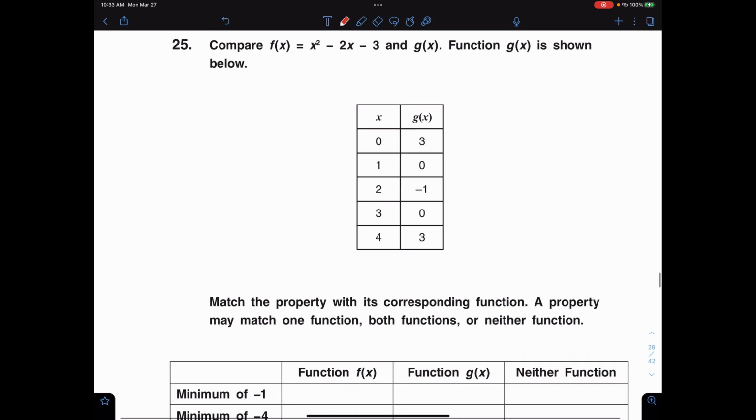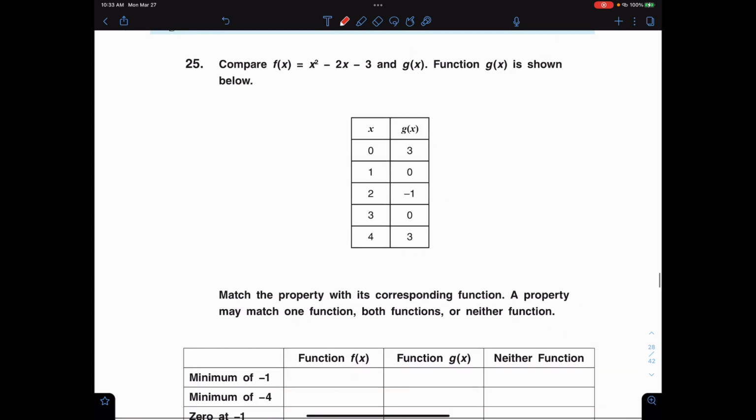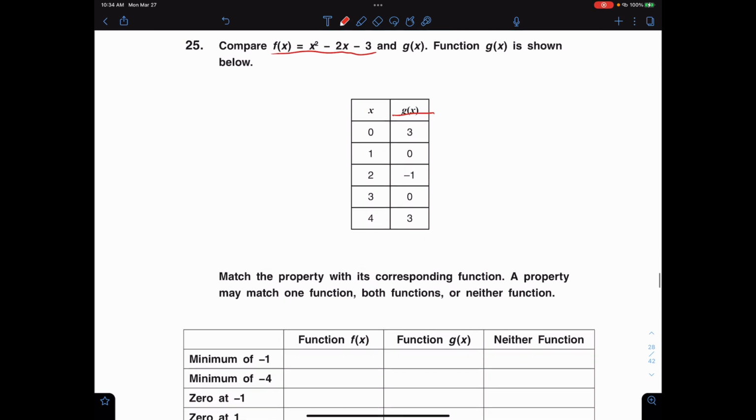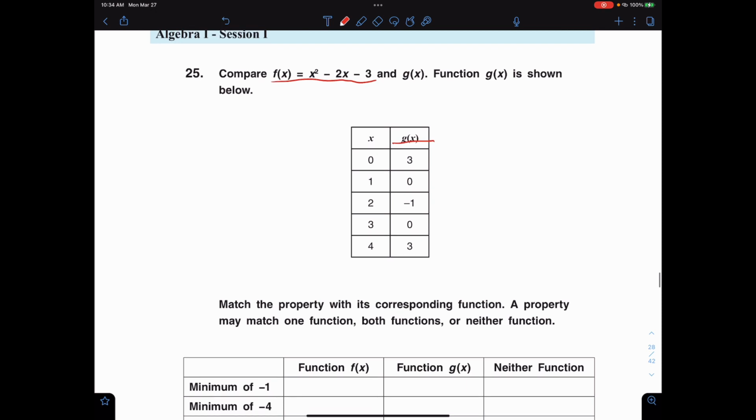Okay, so number 25 says compare f of x equals x squared minus 2x minus 3 and g of x. So this one's f of x, this one's g of x. So it's two different functions here. Okay, so first thing we need to do is factor this one. So we need two numbers that multiply to -3 but add to -2. So I know it's going to be -3 and +1.